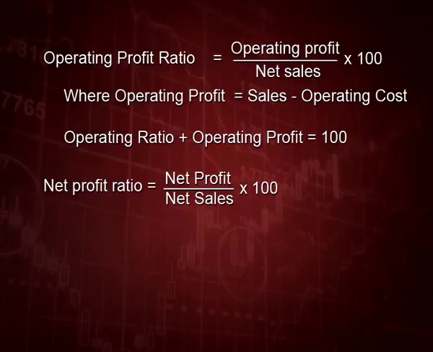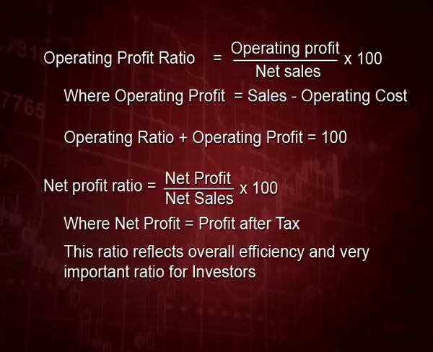Next ratio, net profit ratio. This is equal to net profit upon net sales into 100, where net profit is always profit after tax. Now, this ratio reflects overall efficiency of the company, and it is a very important ratio for the investors, as they are very much interested in how much net profit the company is earning.